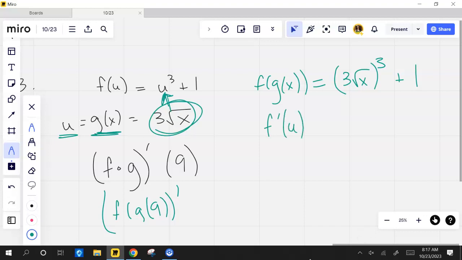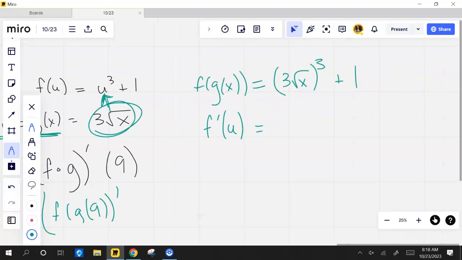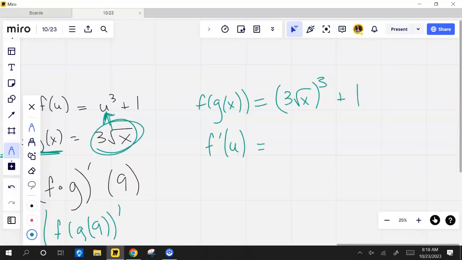Which is going to be f prime of u, because u and g are the same thing. So the derivative here would be 9 times the square root of x squared. Yes, because I take one away. Agree with that? And actually, no. I'm going to write this a little bit differently. You see why I did that?